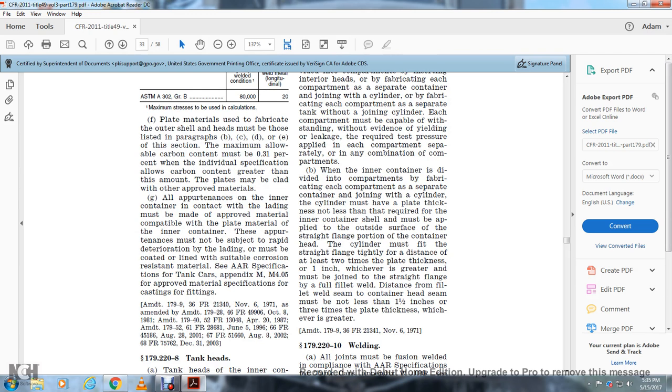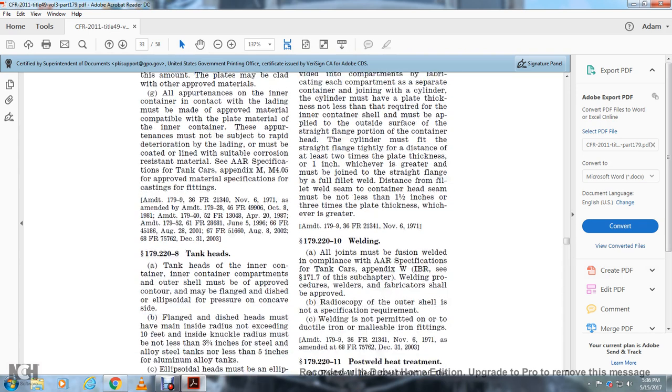B. When the inner container is divided into compartments by fabricating each compartment as a separate container with a joining cylinder, the cylinder must have a plate thickness not less than that required for the inner container. The shell must be applied to the outside surface of the straight flange portion of the container. The cylinder must fit the straight flange and be tight for a distance of at least 2 times the plate thickness or 1 inch, whichever is greater, and must be joined with a fillet weld. The distance between the fillet weld seam and the container head seam must not be less than 1.5 inches or 3 times the plate thickness, whichever is greater.